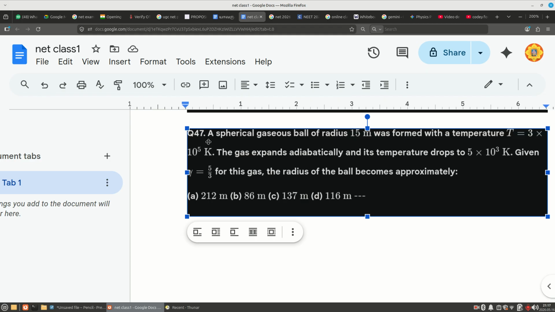A spherical gaseous ball of radius 15 meter was formed with a temperature around 3 × 10^5 Kelvin, around 3 lakh Kelvin. The gas expands adiabatically and its temperature drops to 5 × 10^3 Kelvin, around 5000 Kelvin. The temperature drops here. Given gamma is 5/3 for this gas. The radius of the ball becomes approximately... first of all we have to understand this question.